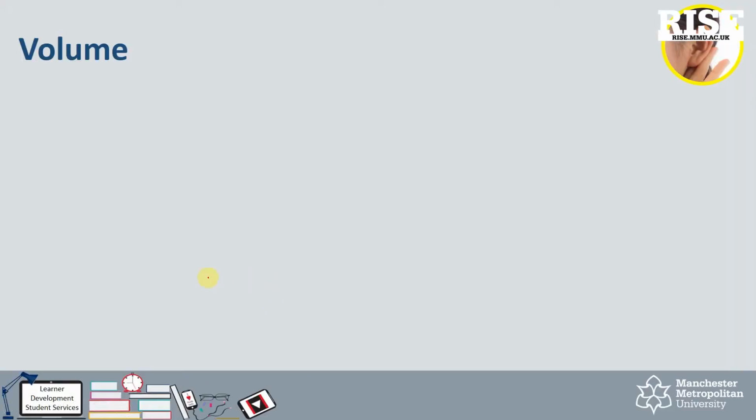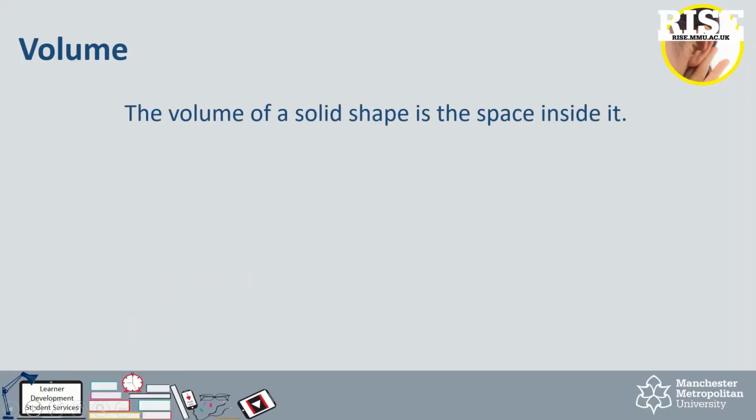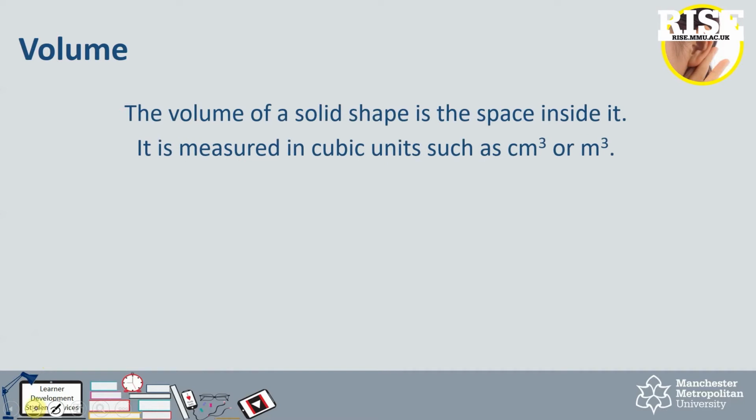First of all, let's consider exactly what volume is. The volume of a solid shape is just the amount of space that's inside of it. It's measured in cubic units. This could be centimetres cubed or metres cubed. That would be entirely dependent on what the lengths are measured in.